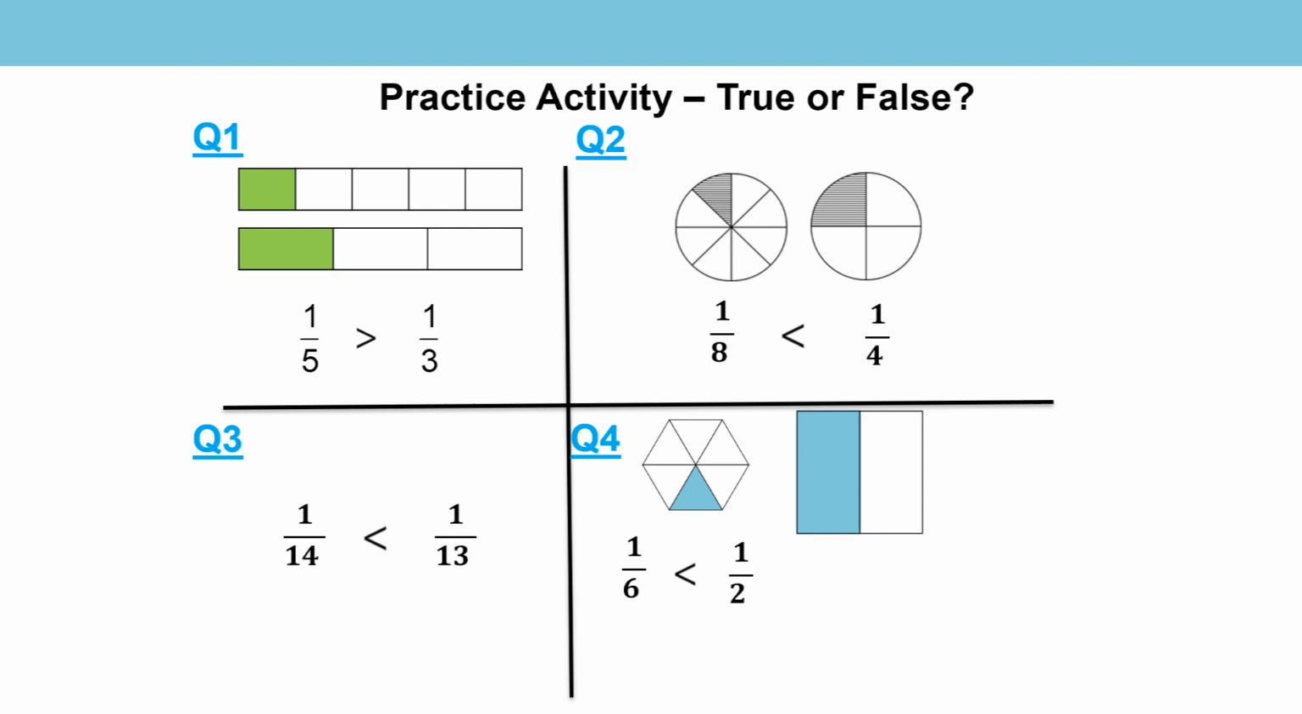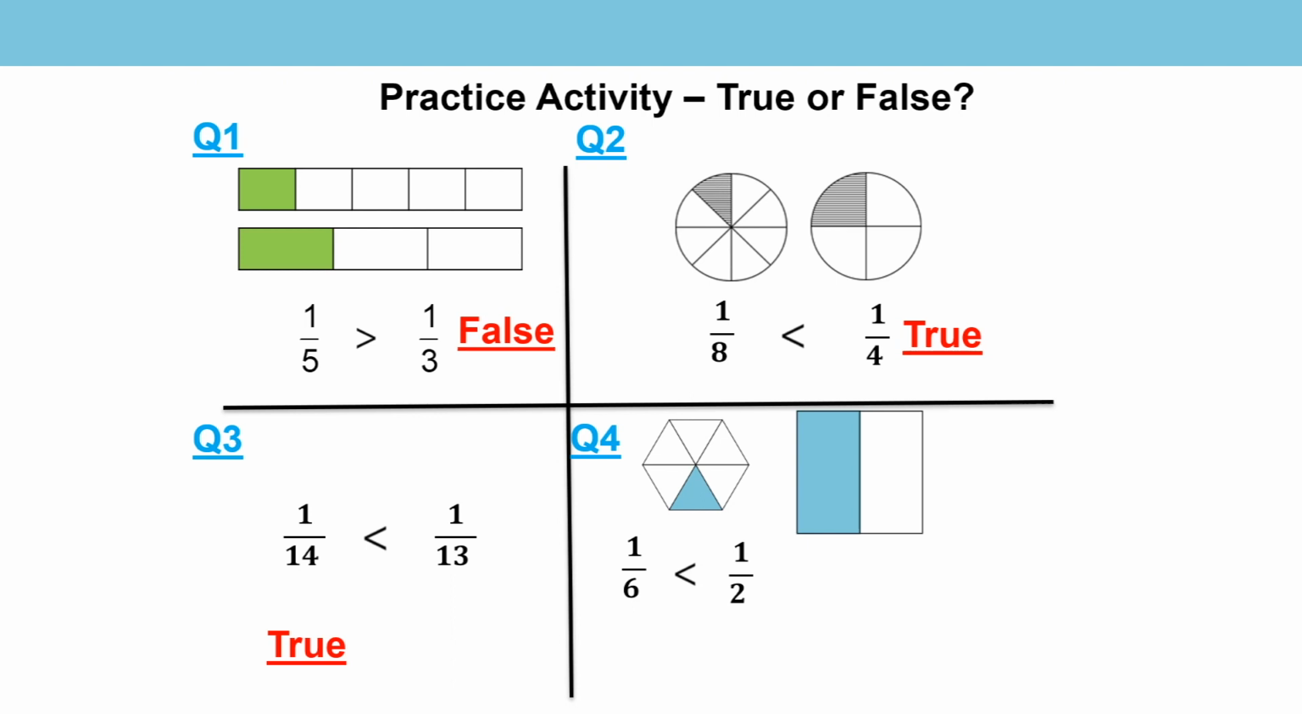Question 1, answer should have been false. The reason why that is false is because we know the greater the denominator, the smaller the fraction. So we know 1/5 is less than 1/3. Question 2 is true. Again, it's using that statement that we know the greater the denominator, the smaller the fraction. So 1/8 we know is less than 1/4. Question 3 is true because we know the greater the denominator, the smaller the fraction. So 1/14 is less than 1/13.